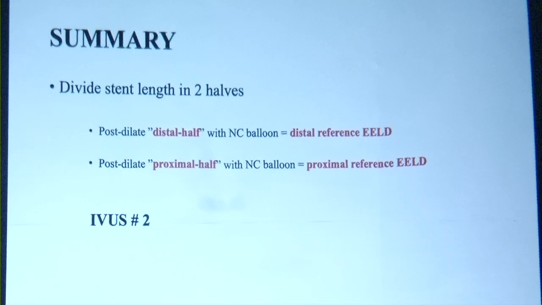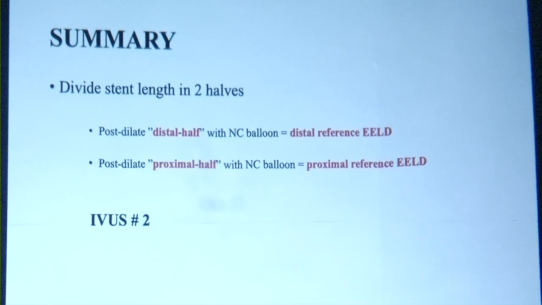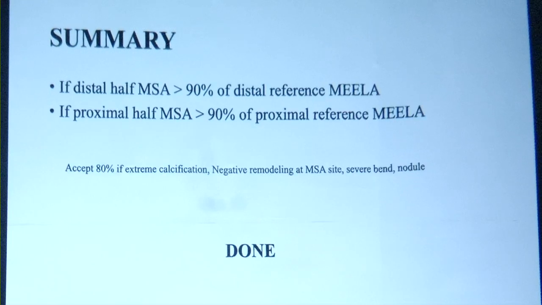Once you have deployed the stent, divide the stent lengthwise into two halves and post-dilate the distal half with the distal reference diameter, EEL diameter, and the proximal half with the proximal EEL diameter. The second IVUS should always be done after you're done post-dilating, and measure your minimal stent areas. And if you get a greater than 90% minimum stent area, 90% of the minimum EEL area, then you're done.